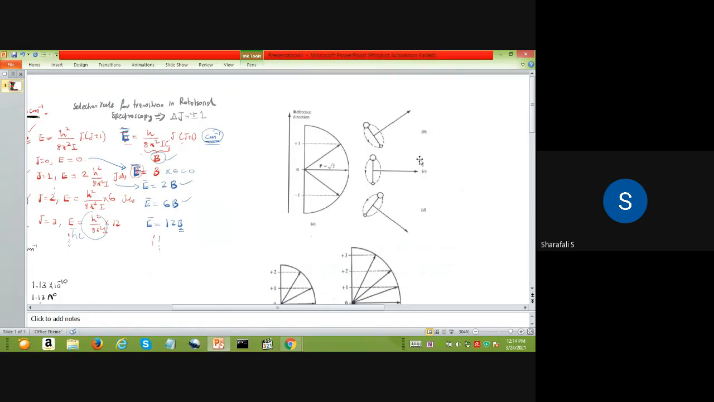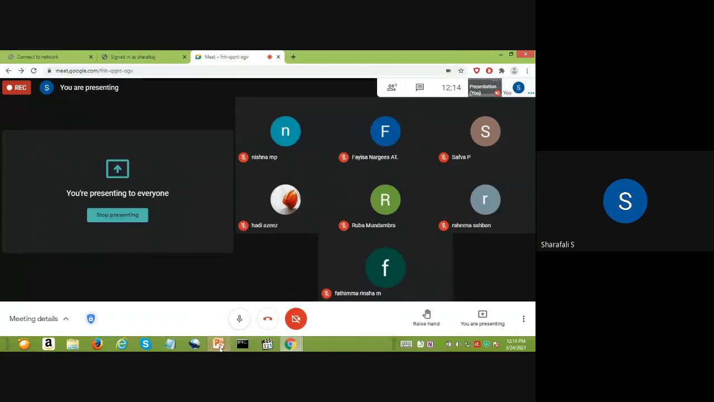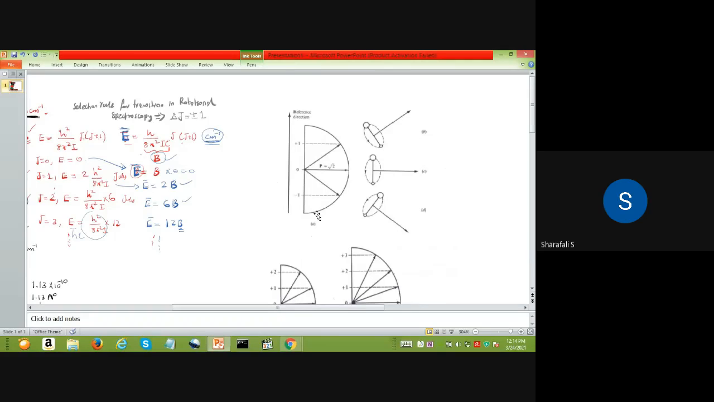So we discussed the degeneracy of different energy levels, the rotational energy levels. These are just some representations of those degeneracies. You can see from this figure, this corresponds to j equal to 1.